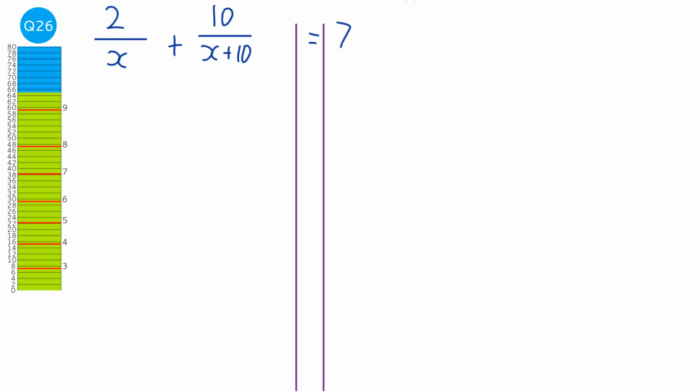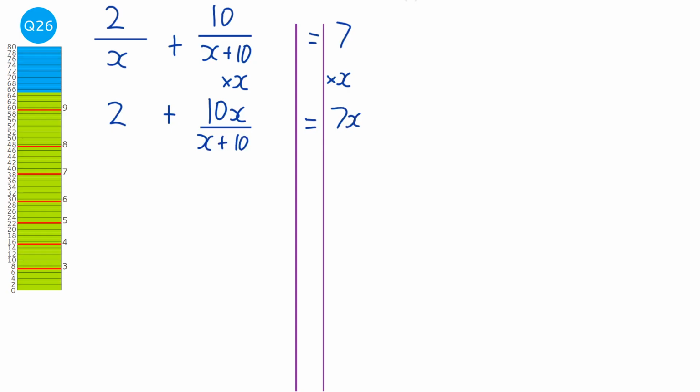Okay, first thing I'm going to do is get rid of the fraction on the left hand side. I'm going to do that by timesing everything by x. And don't forget, it's not just both sides, you've got to times all the terms. So we're going to times the first fraction by x, which will just give us 2. Times the second fraction by x. Well, when you times a fraction by something, you times the numerator. So it would be 10x over x plus 10. Denominator stays the same. And here it just becomes 7x.